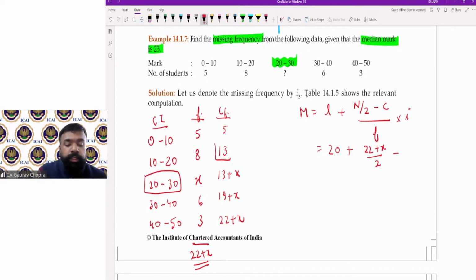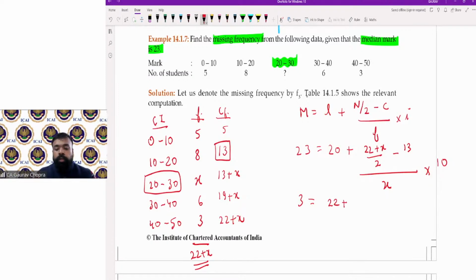Minus C. What is C? It will be 13 upon F. F is missing, so we can write x multiply by I. I is 10 is equal to 23. Now you can simplify this and get the result. So 20 will go on other side. It will become 3 equal to 22 plus x minus 26 divided by 2x into 10.